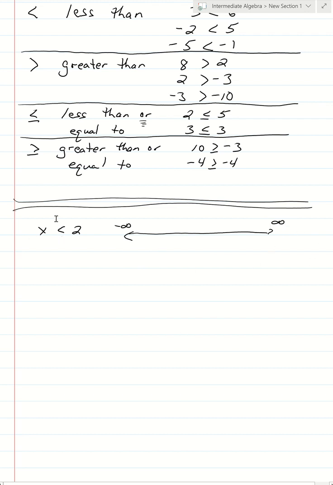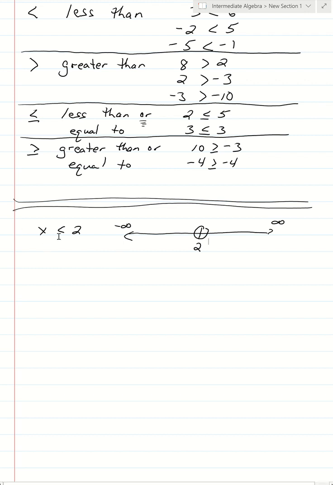To represent this solution, and there are an infinite number of solutions because any number that is less than 2 would make this inequality true, recall how do we represent this? Well, we put the critical number 2 on our number line. Now, the number 2 itself is not an actual solution, but all the numbers less than 2 are part of the solution. So since 2 is not actually a solution, we represent it with an open circle.